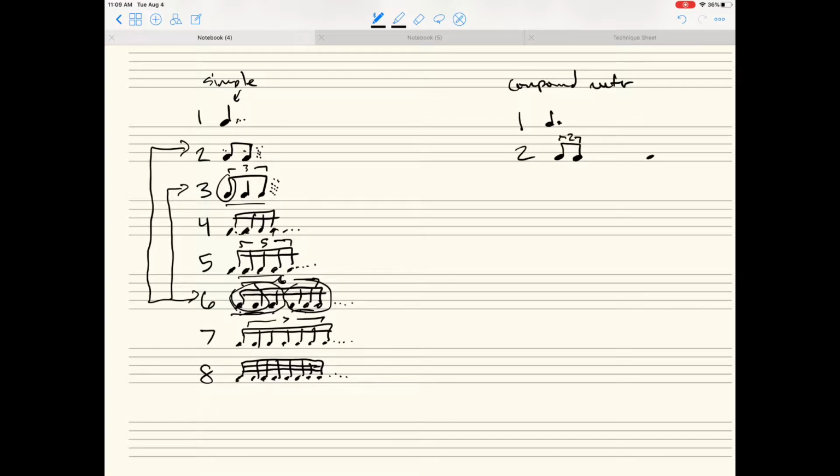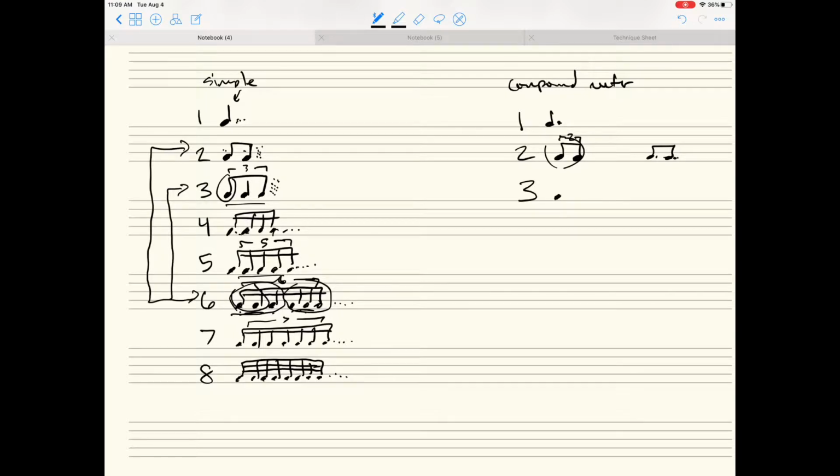Technically, you don't see this very often, technically it's this. That's how you divide that by two dotted eighth notes. Just one dot, not two. But it's usually just written like this.